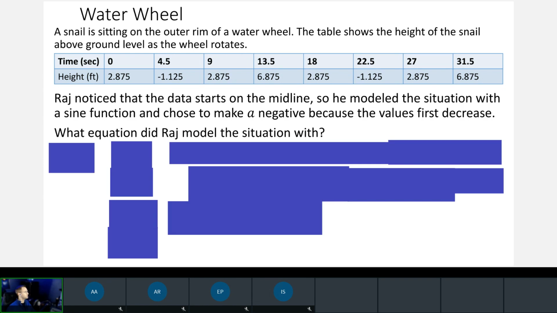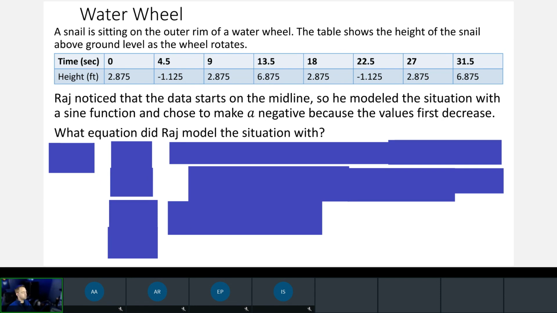All right. Raj noticed that the data starts on the midline, so he modeled the situation with a sine function. So it is sine, and chose to make alpha negative because the value first decreases. Okay, that makes sense. So remember, when your amplitude is negative, rather than going up first, if it was sine, it would go down first. So that's a good observation.